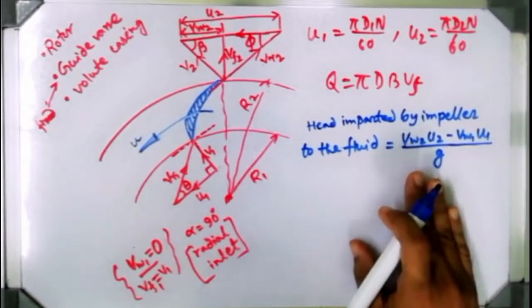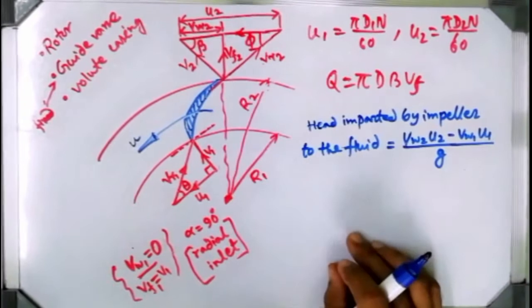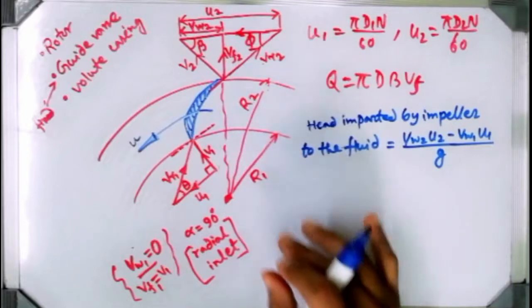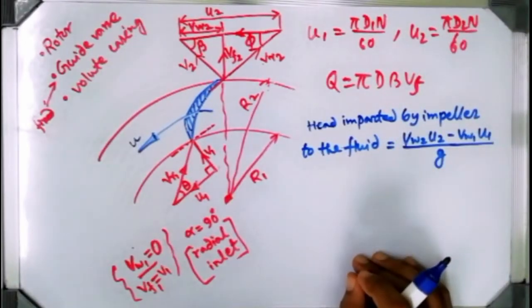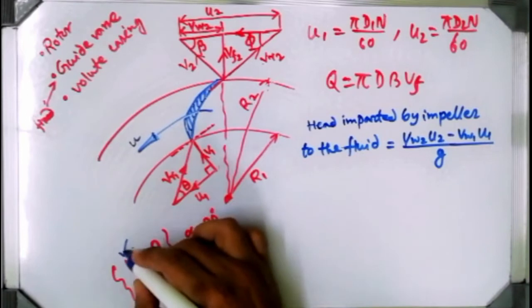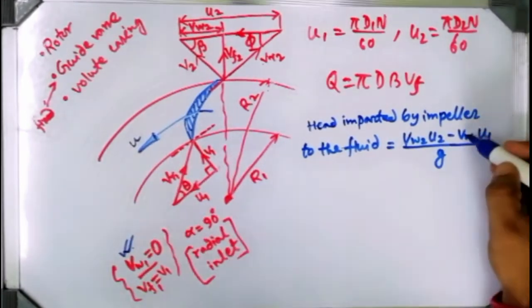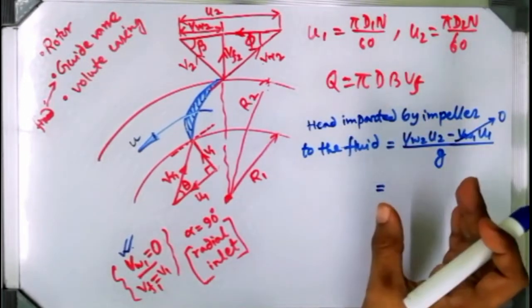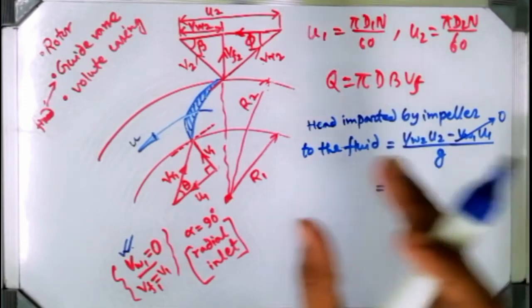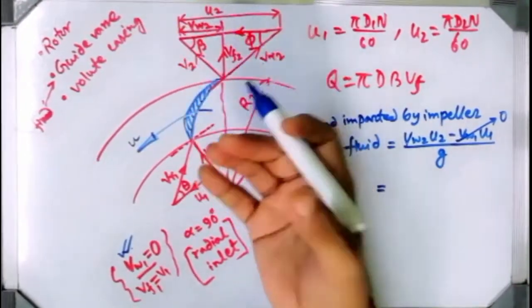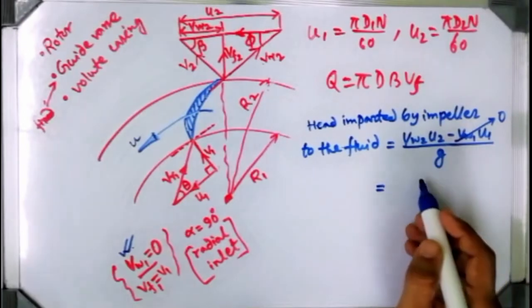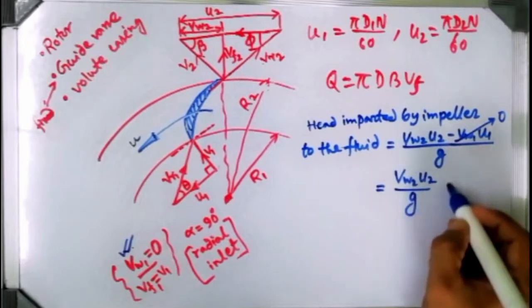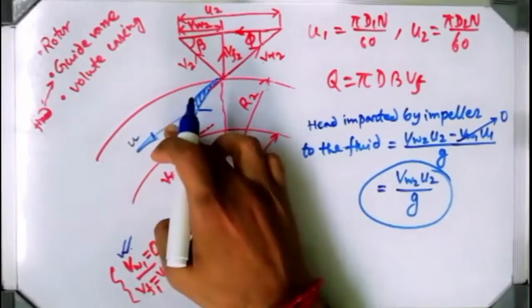In the case of a fluid machine, mind it, there are two Euler's equations, one in fluid mechanics and one in fluid machines, so don't intermix them, they are completely different. Here the vw1 part is 0 because it is a radial inlet, so this part becomes 0. So what is the amount of head imparted by the impeller on the fluid? The fluid has a head of vw2 u2 by g, which is applied by the rotor on the fluid.